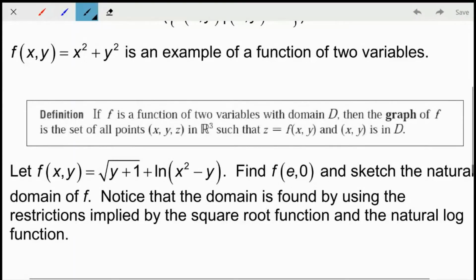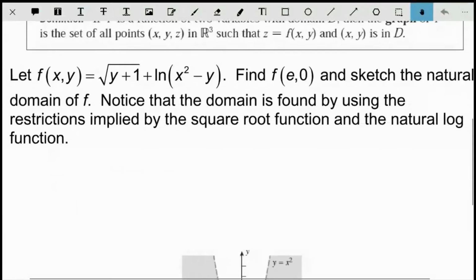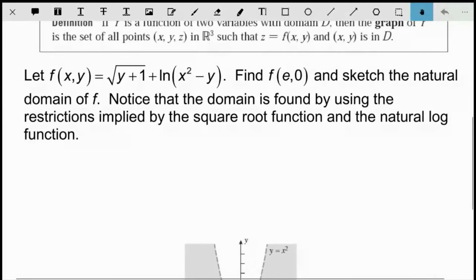Okay, so let's take a look at an example here. It says, let f of x, y equal the square root of y plus 1 plus the natural log of x squared minus y. Find f evaluated at e, 0 and sketch the natural domain of f. Notice that the domain is found by using the restrictions implied by the square root function and the natural log function. So it's pretty much self-explanatory here in terms of how we are going to figure out domain.